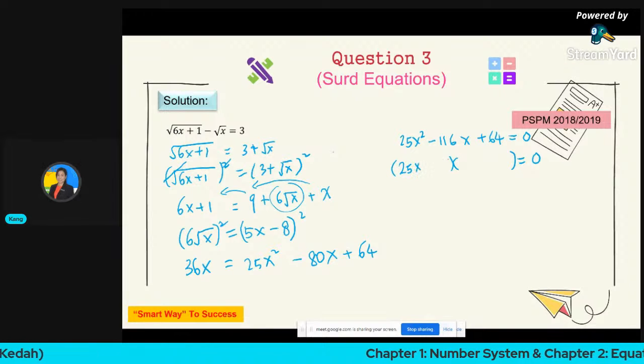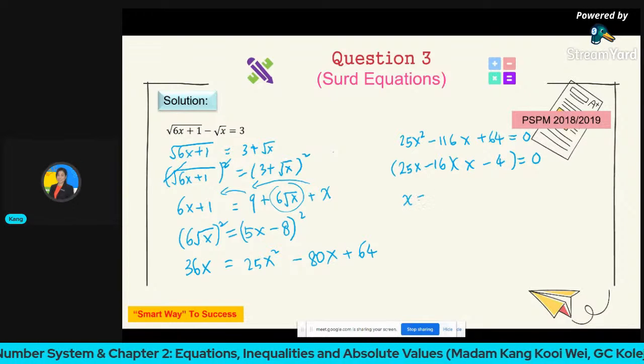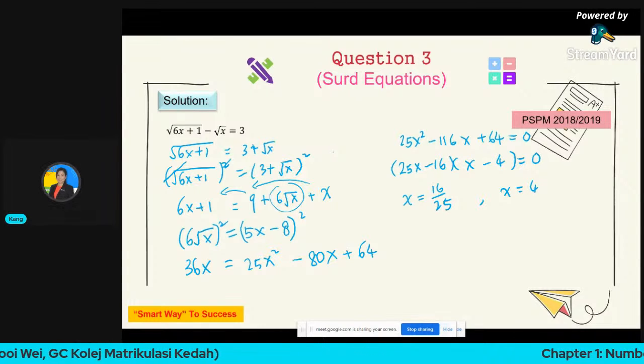You get 25x times x. Then this one is negative 16, 16 times negative 4. Then you will get x equals to 16 over 25, x equals to 4. Okay, then for this equation of surd, we need to check the answer.